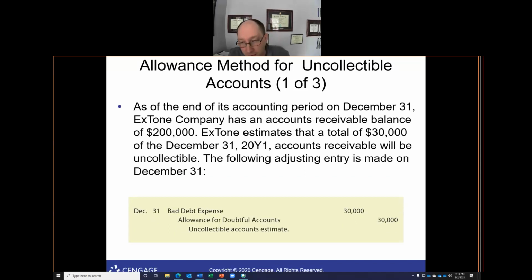What about the allowance method? In this example, using the allowance method, our company had a receivable balance of $200,000. We estimate that about $30,000 of that $200,000 will not be collectible. So by the end of the year, based off that estimate, we debit bad debt expense by the $30,000 and we credit allowance for doubtful accounts by the $30,000. The allowance for doubtful accounts is the account that we use when we're estimating the amount that we won't be able to collect from our customers.